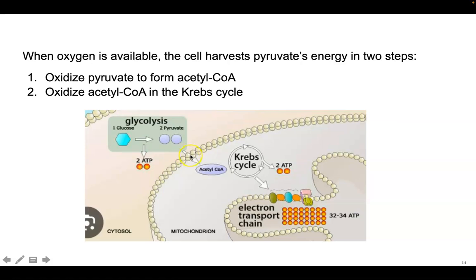As we enter the mitochondria, that pyruvate is transformed into acetyl-CoA so that it can go into the Krebs cycle. The Krebs cycle will produce our NADH and FADH2, as well as the byproduct of CO2, and then our electron carriers, NADH and FADH2, can enter the electron transport chain and really get to work making the majority of our ATP.